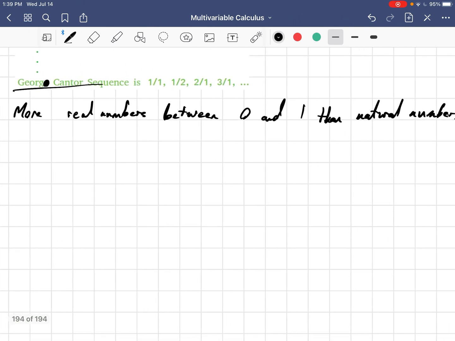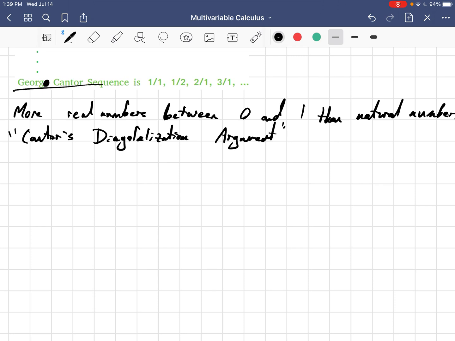And this is known as Cantor's diagonalization argument. In other words, what he sought to show was that there is no such function that is bijective, that maps every natural number to every real number. And so the way he showed this was really pretty nifty.